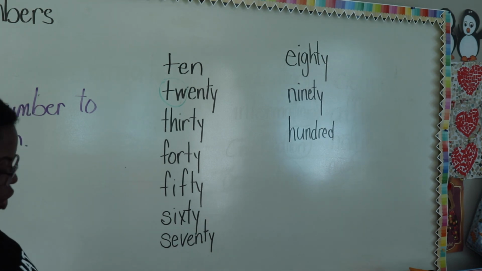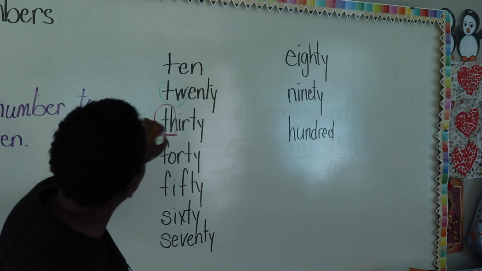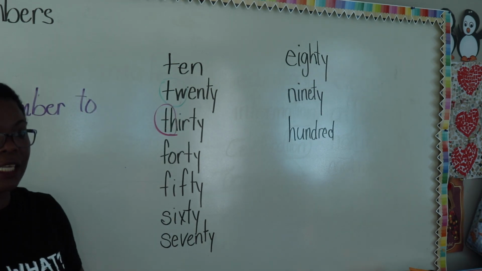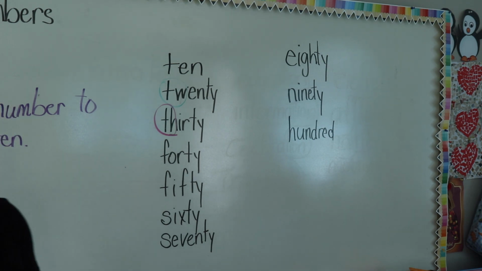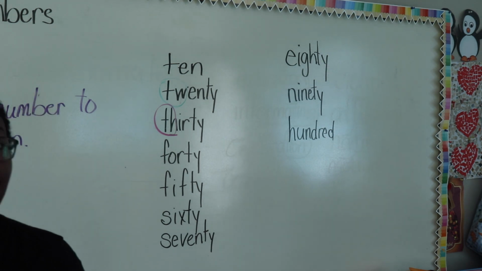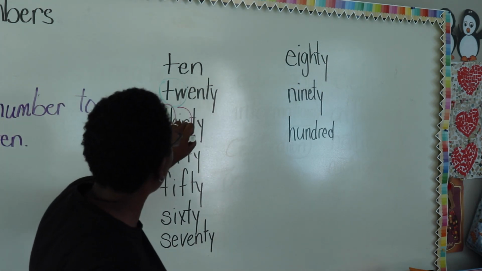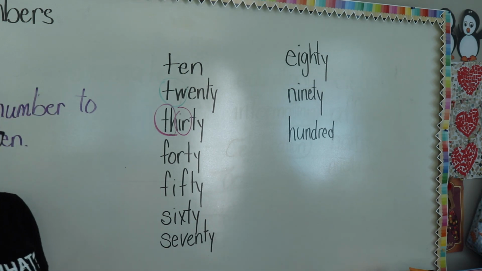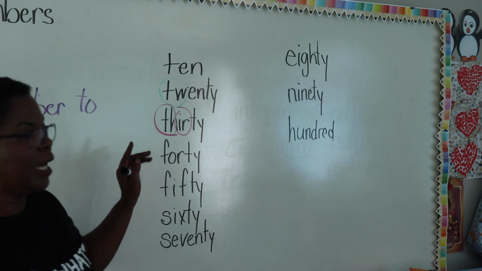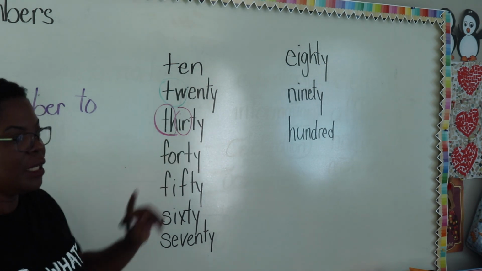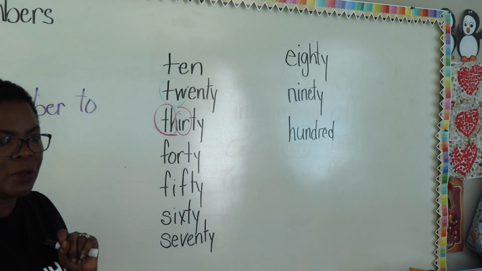All right, what's this word? 30. Okay, let's check to see our special elements. We want to look at TH. TH says, come put that tongue between the teeth and let's go. And then we have IR. IR says, R. So let's read. 30.